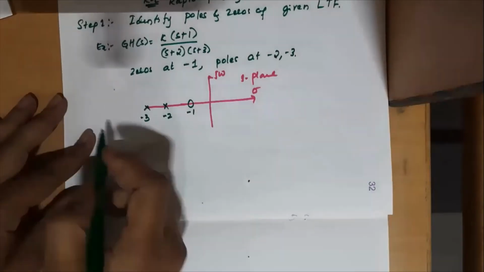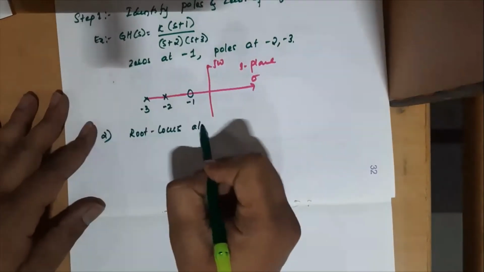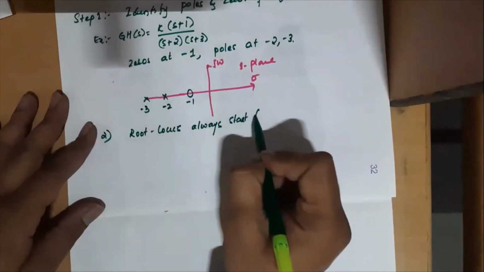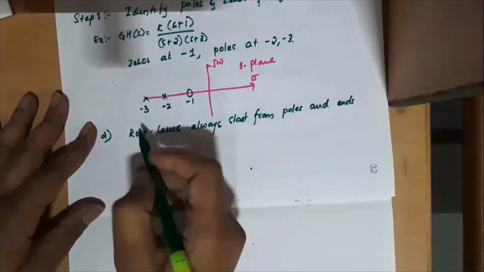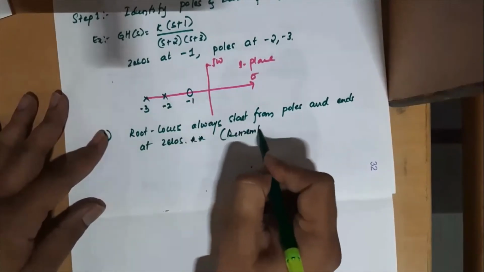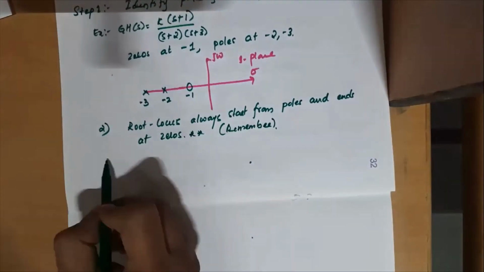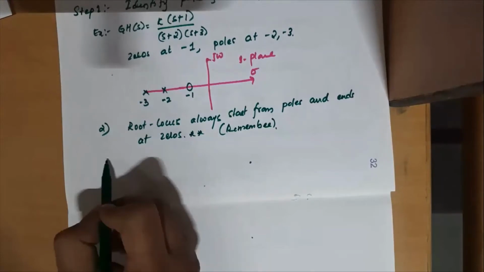Next is step 2, that root locus always starts from poles and ends at zeros. This is also known to us. Just remember this point. Do not draw the root locus directly after step 2. This step is just to ensure that the root locus starts from poles and ends at zeros.